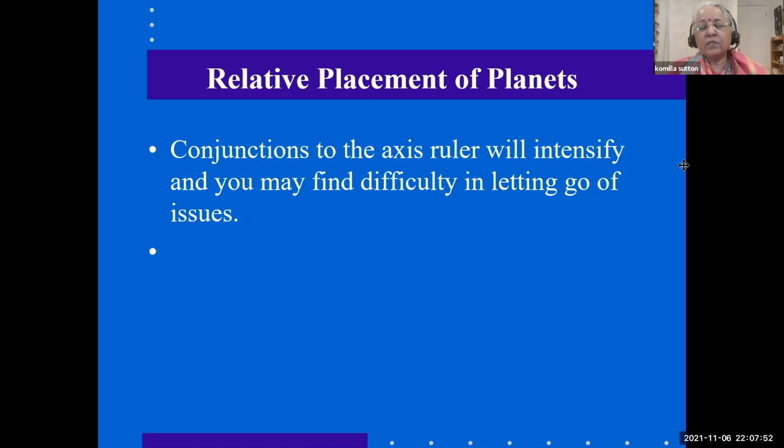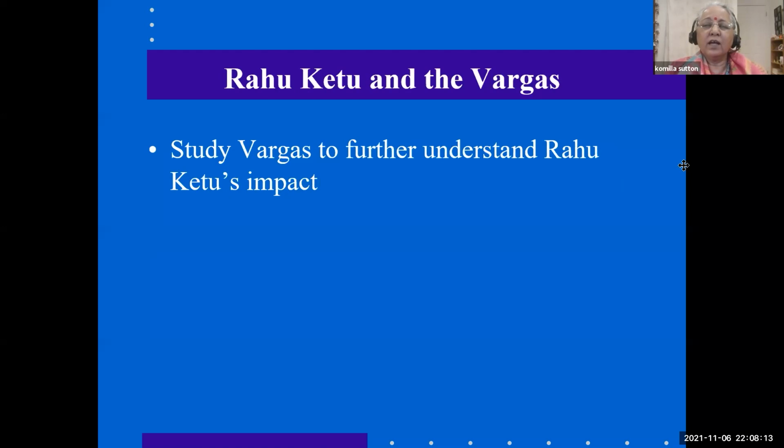If Rahu is like in Michael Jackson's chart, he had Rahu with Jupiter. So then Rahu is wanting what Jupiter's got, and is all the time seeking advice and seeking the gurus, but he's not listening to the aspects. Then study the vargas for Rahu Ketu's impact.